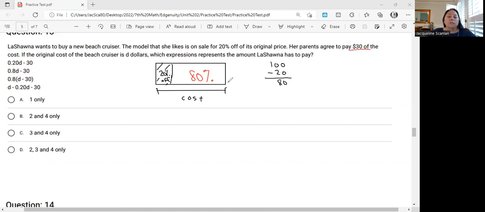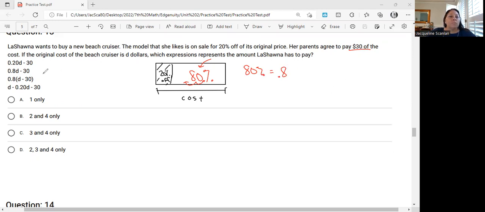So just like in the last problem that we did that was similar to this, we are going to take this percent and write it as a decimal. Another way to write a percent as a decimal is to divide it by 100, which means to move the decimal point 2 places to the left. All right, so 80% is the same as writing 0.8.